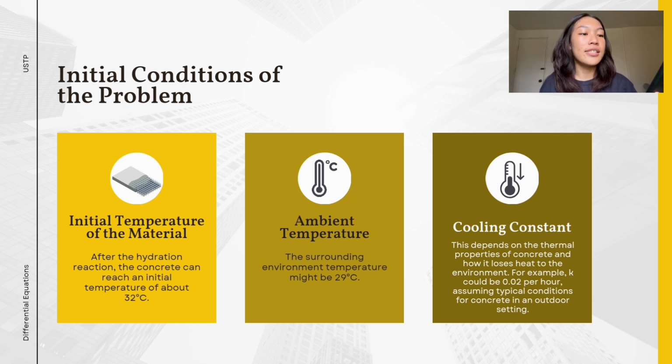Lastly is the cooling constant. The ideal cooling constant K for concrete in the Philippines can vary based on environmental conditions, but a typical value often used in engineering practice ranges from 0.02 to 0.05 per hour. This range accounts for the specific tropical climate, including factors like humidity, wind speed, and the characteristics of the concrete mix. It may be beneficial to conduct field measurements or consult with local engineering guidelines for more precise values tailored to specific project conditions.